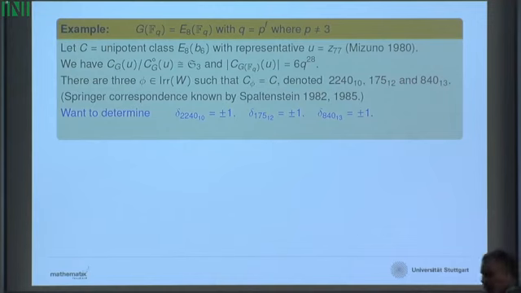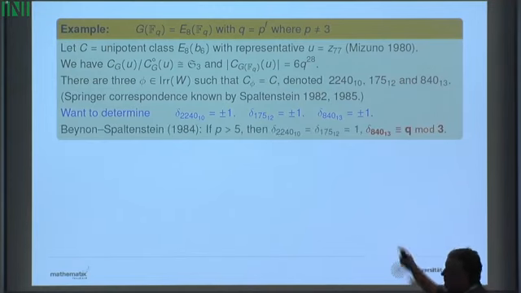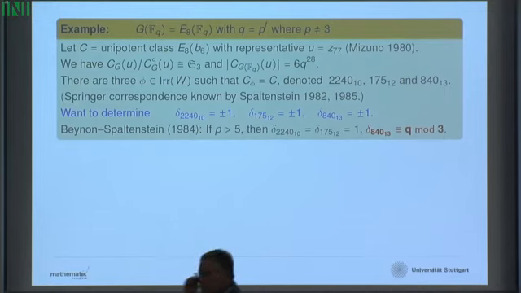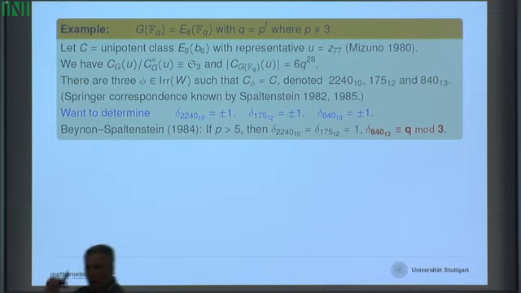Benyon and Spaltenstein did this already. They found if p is bigger than 5, then the first two signs are 1. And this is why this is an interesting class. Here the sign depends on the congruence class of q mod 3, so sometimes it's 1, sometimes it's minus 1. This was the only known case where this sign could ever be minus 1. This is why I chose this class as an example. In all other cases, these signs are always 1. That is what was known up to now.